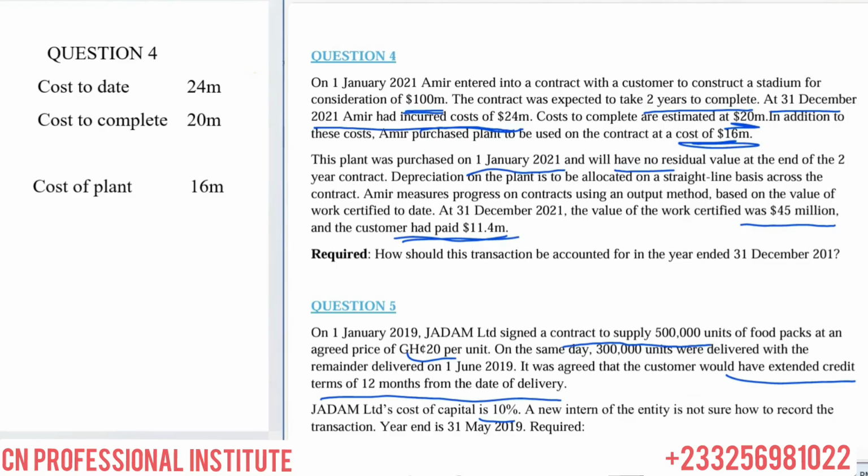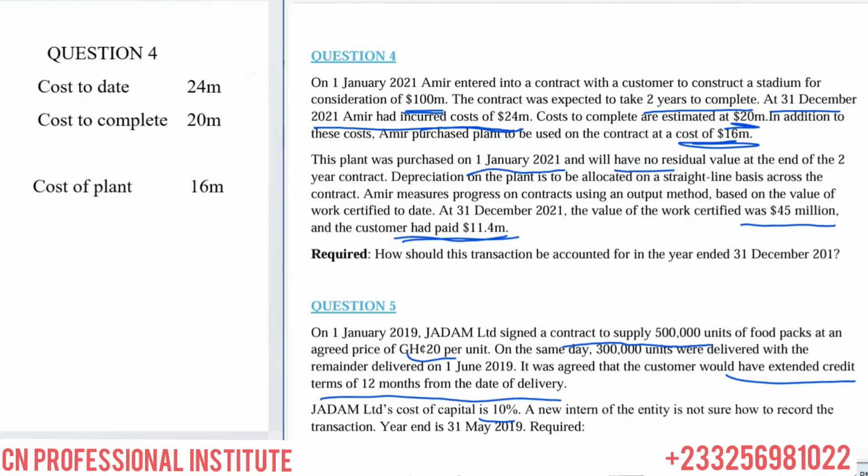So we have the cost to date in the question, we have cost to complete, and they purchased additional plant to be used for the contract at the value of 60 million. So this 60 million, share it between cost to date and cost to complete. How do we share? We share using the depreciation. Are you following? So check something. When was it purchased? 1st January 2021. And it says the useful life is what?